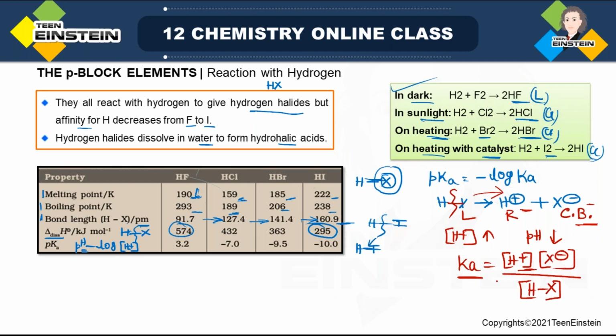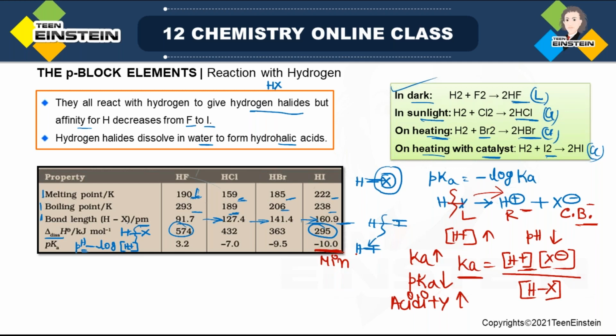Now the amount of H plus is high. So when H plus increases, Ka also increases, and pKa, as it is having a negative sign, decreases. So Ka and pKa are inversely related. That means when acidity is very high, pKa is very low. Now look at the value. pKa is minimum here. That means here acidity is maximum. So the acidity order is: maximum acidic HI, then HBr, then HCl, then HF.